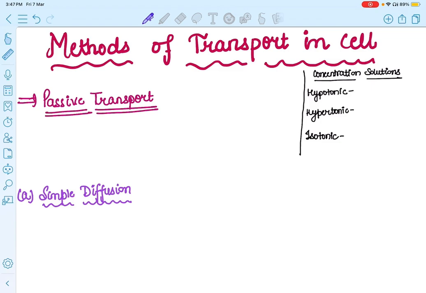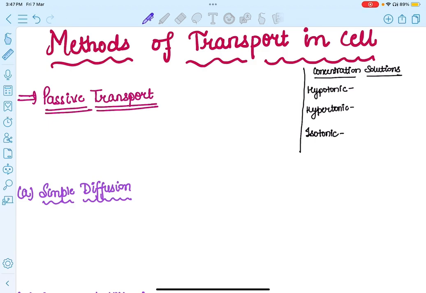There are three types of concentration solutions: hypotonic, hypertonic, and isotonic solution. Basically, it depends upon the concentration inside the cell and outside the cell. Hypotonic solution is said to be when the concentration inside the cell is less than the concentration outside the cell. Hypertonic is basically the reverse of hypotonic, that is, the concentration inside the cell is more than the concentration outside the cell. And isotonic is equal concentration on both sides, that is, inside and outside are similar.